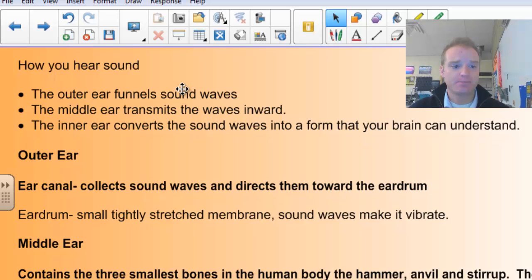So let's start with our basic parts of the ear. It starts with the outer ear. This is the part you can actually see. The ear canal collects sound waves and directs them toward the eardrum, again funneling them inwards. And then you have the eardrum. The eardrum is a small, tightly stretched membrane, and sound waves make it vibrate, kind of like a drum head. We'll talk about what happens next after that eardrum vibrates. But like a drum head, it's just a membrane stretched across, and as sound waves hit it, it vibrates, which is a big component of how sound travels.